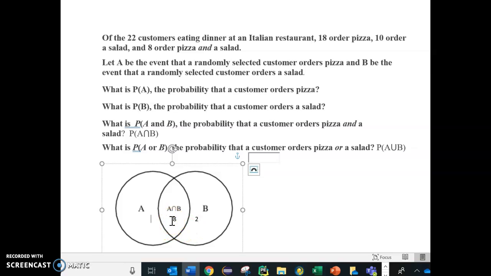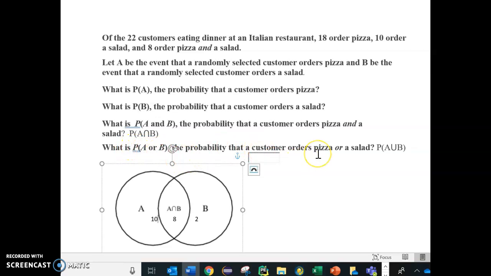And go back the other way. There are 18 who ordered pizza. 8 of them ordered salad as well. So there are 10 who ordered just pizza. So we can see that in this half moon here, we have 10 people who ordered pizza but not salad, 8 more who ordered both, and 2 who ordered just the salad. Probability of A and B, that they ordered both? Well, those would be the 8 who ordered both. So 8 out of 22, which would be 4 out of 11, or about 36%.